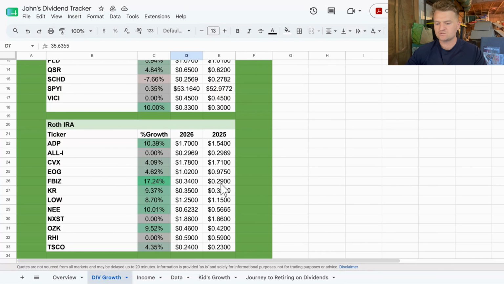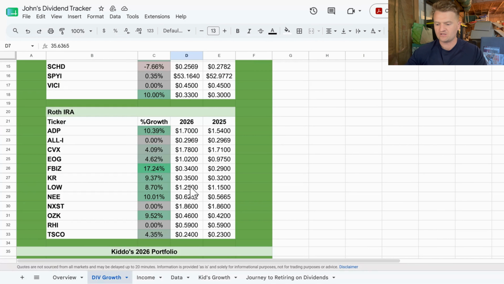Again, the only other increase we saw was Lowe's with a dividend increase. So that actually bumps up their percent growth to 8.7%, which is a whole lot better than what they originally had. So great to see some growth there. Actually, maybe we'll hold on to Lowe's a little bit longer.